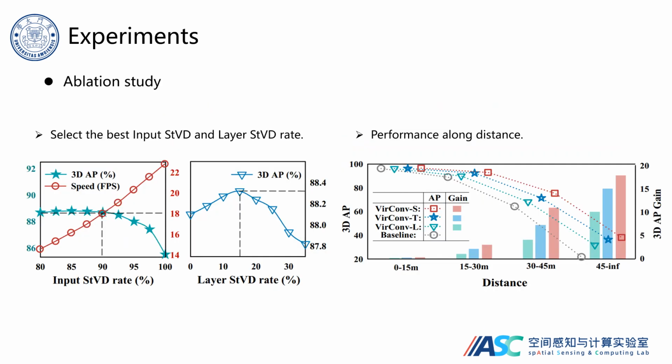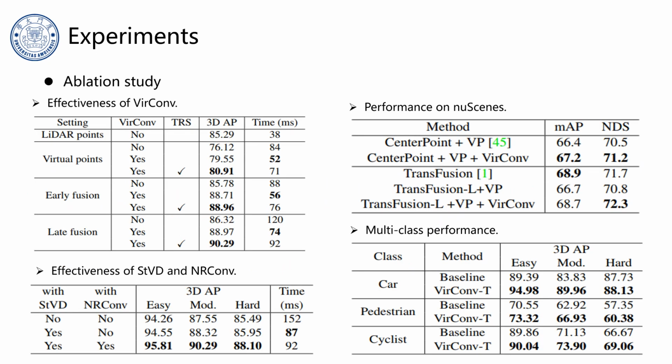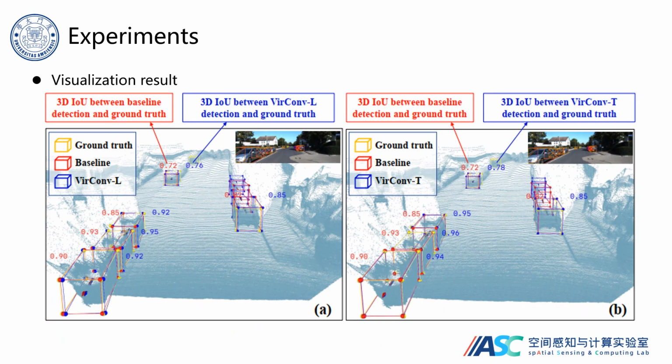We then conducted a series of experiments on the KITTI validation set to select the best hyperparameters. We also conducted many experiments to test the effectiveness of each proposed component. The experimental results show that every component plays a key role in the final performance improvement. We lastly show visualization results to better understand how our method improves 3D detection.